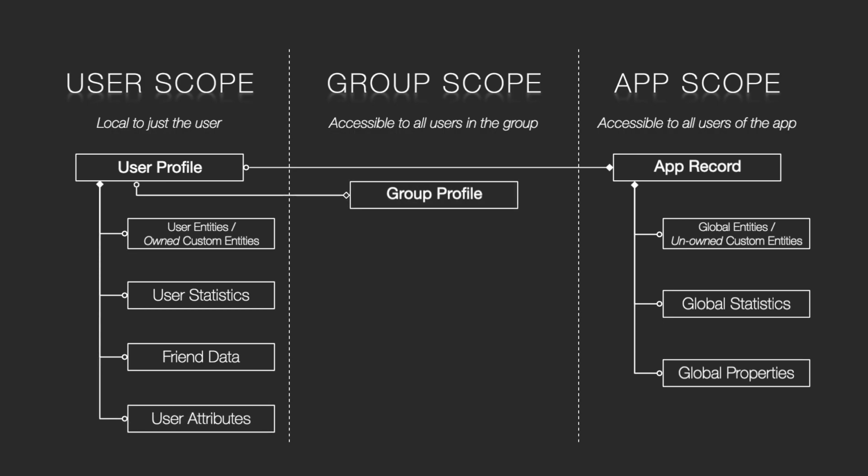Under the Group Scope, we have the Group Profile. The Group Profile contains a group ID along with all the information about the group, including all the users that are members of the group. The Group Profile can also contain group entities. Let's dive into some specifics for each feature, starting with entities.